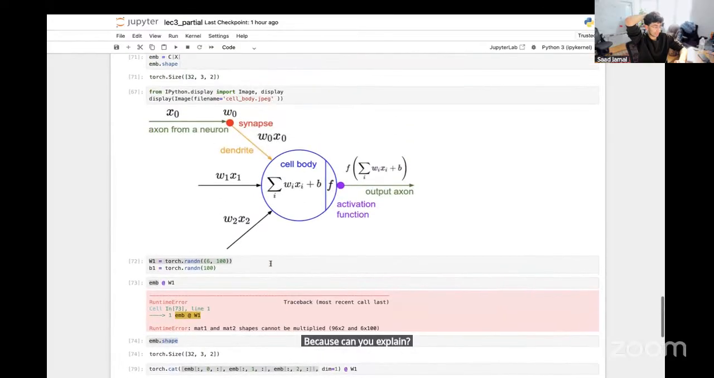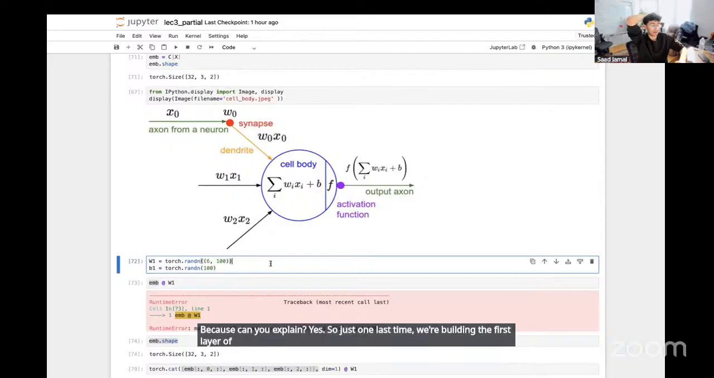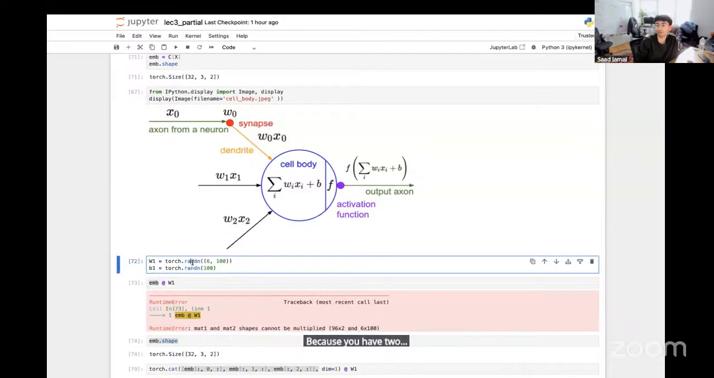So just one last time. We're building the first layer of our neural net. Our first layer basically has six inputs. Faizan, do you know why we have six inputs to our neuron? Because you're embedding a shape of two for three letters.